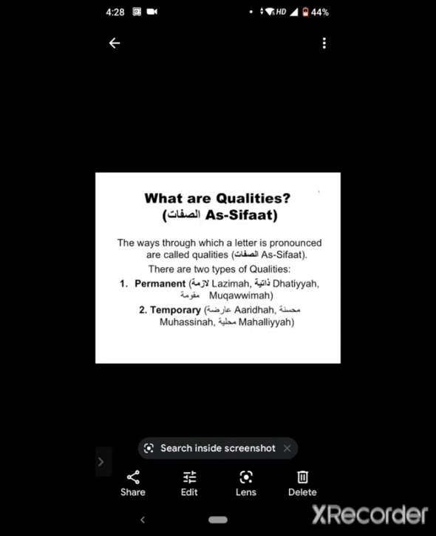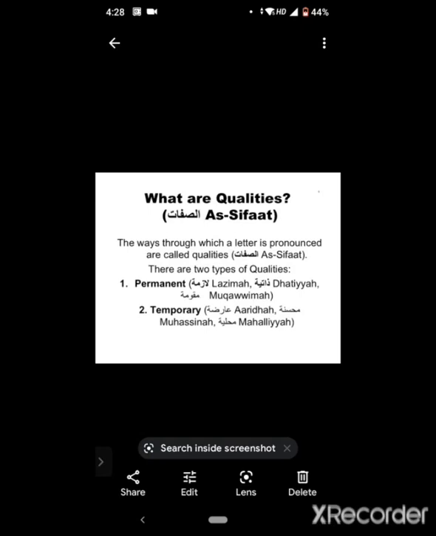But there are few sifat which are known as sifat arida. They are in certain conditions of those letters, and in certain conditions they leave that letter. So inshallah we'll study about this sifat arida in further sessions.